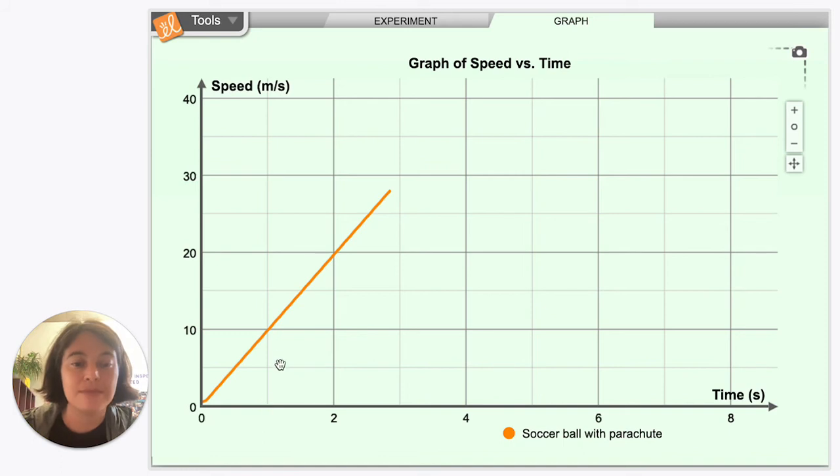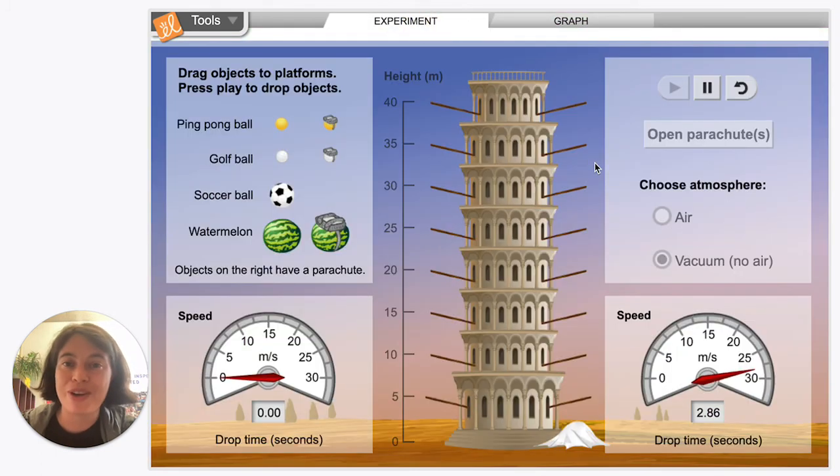So after 1 second, it had a speed of 10 meters per second. After 2 seconds, it had a speed of 20 meters per second, and it hit the ground before it hit 3 seconds, but if it had kept falling for 3 seconds, its velocity would have been 30 meters per second. So you can see from this that in order for a parachute to work, there must be air, because parachutes use air resistance to create a new and different terminal velocity.